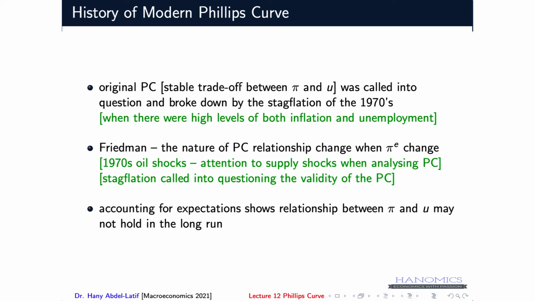So oil prices increased, and that put the whole relationship into question, because the economy entered stagflation, where you had both high levels of inflation and high levels of unemployment. So it seems that the inverse or negative relationship between the inflation rate and the unemployment rate broke down, because it no longer exists. Milton Friedman explained that, and he said that the nature of the Phillips curve relationship would change if we start thinking about expectations.